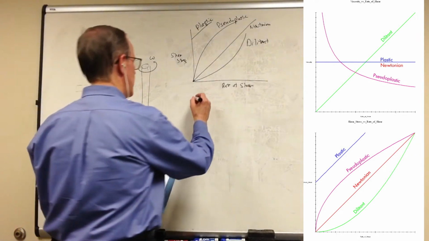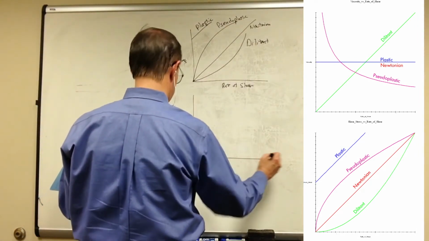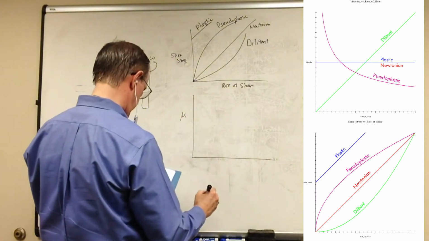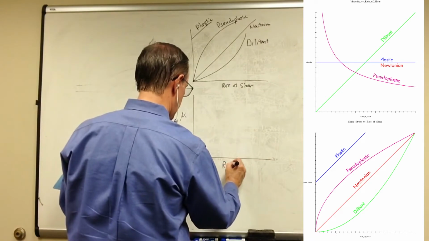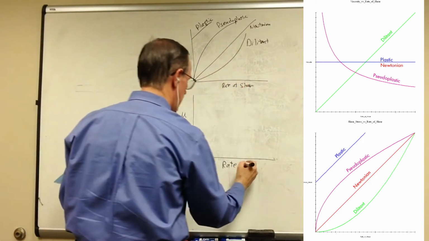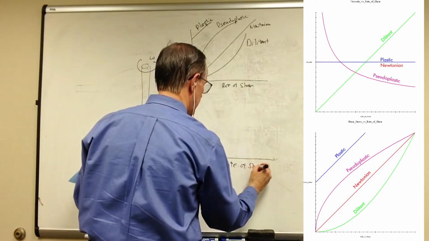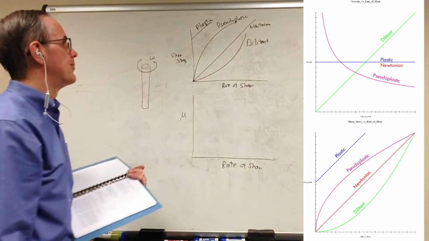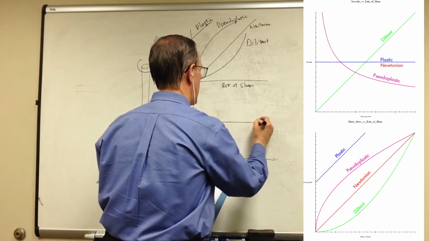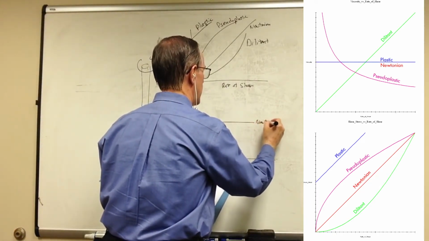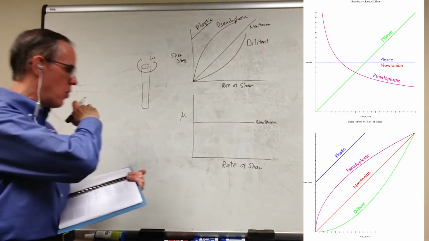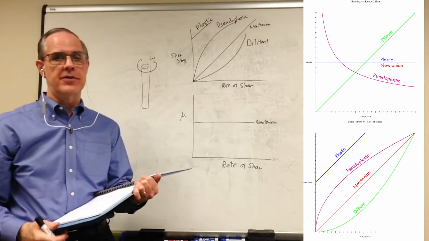Another chart you will see in some books looks like this. It starts out with viscosity versus rate of shear, which is actually the derivative of this, or this is the integral of this, depending. In this particular case, Newtonian fluids have a flat line. No matter what the rate of shear is, the viscosity is the same.